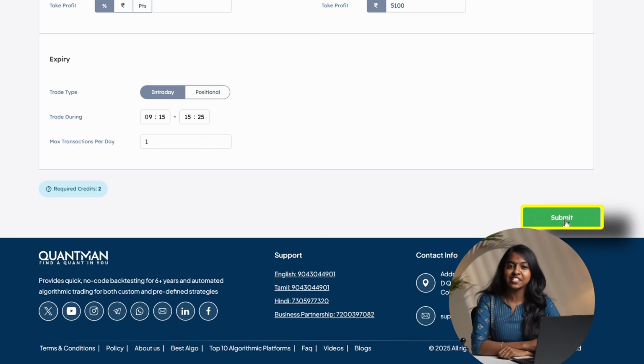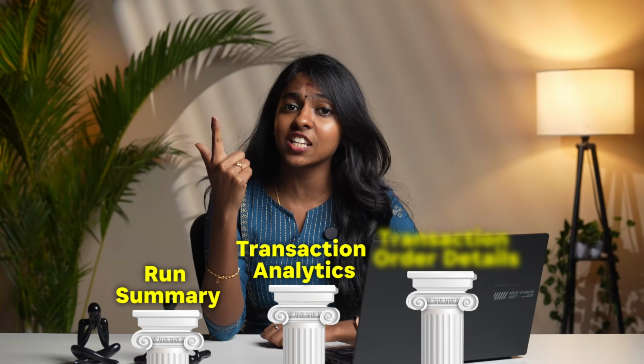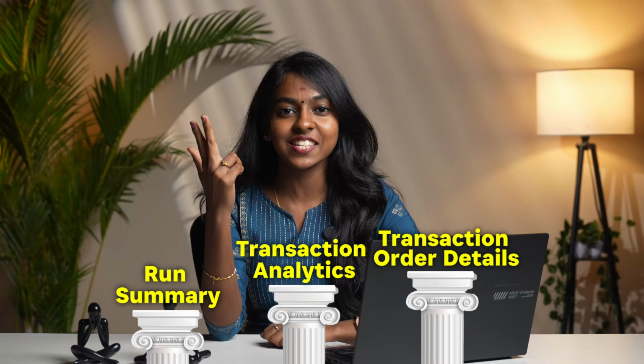Once you have created your strategy using QuantMan Strategy Creator, you will move into the backtest page after clicking the submit button. Within a moment, the backtest result page will load, revealing the efficiency of your strategy. The results you see on your page are not just numbers, they are a full report card broken down into 3 powerful sections: a run summary, transaction analysis, and transaction order details. Let me explain each function one by one.